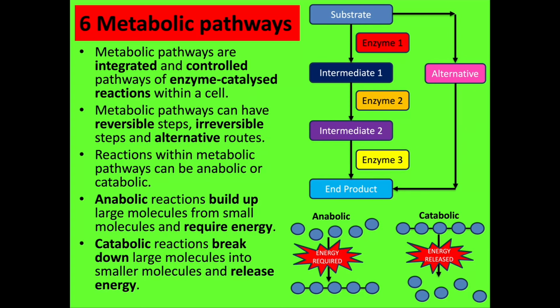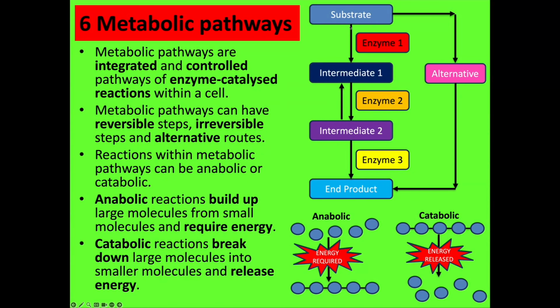Now, when we were at National 5 Biology, we learned about the likes of respiration and photosynthesis as enzyme controlled reactions. And these are a good example of some metabolic pathways that we already know about. Okay, so they're controlled by enzymes, which means that the concentration of enzyme will have a big impact on how fast these reactions go, because as we know, enzymes do speed up these reactions. Now, metabolic pathways can have reversible steps, irreversible steps, and alternative routes. And if we have a wee look at our diagram here, we can see some examples of those.